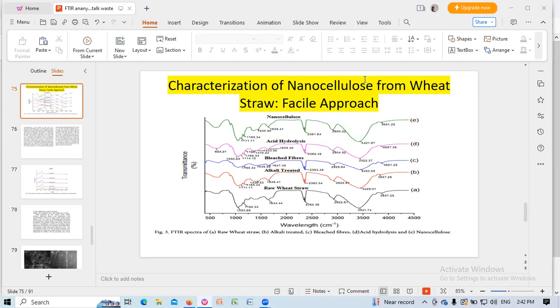Today my discussion topic is characterization of nanocellulose from wheat straw, a physical approach. The figure shows FTIR spectra of raw wheat straw, alkali treated, bleached fiber, acid hydrolysis, and nanocellulose. This is nanocellulose.